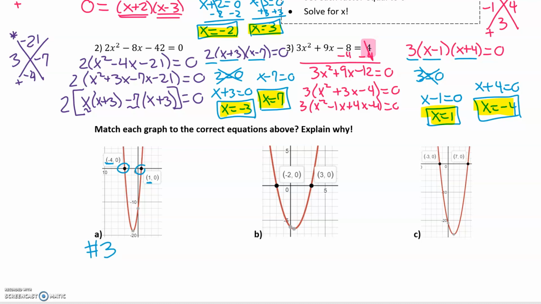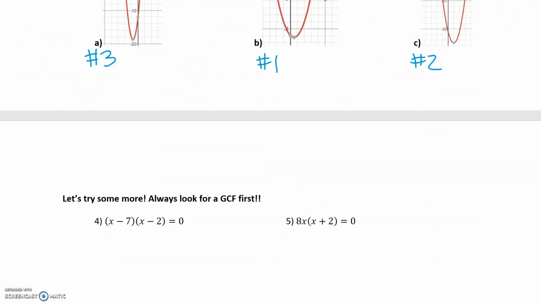This one says we have a solution at -2 and +3, so that would be number 1. And then our last one has a solution at -3 and +7, which is the answers we came up with for number 2. So these graphs correspond with those problems. All right, so let's move on to the next page.